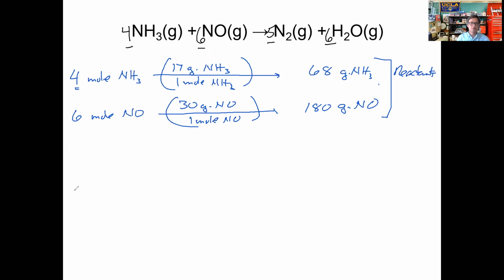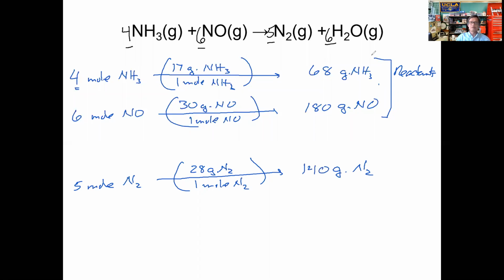So we have 5 moles of dinitrogen. That's the elemental form of nitrogen. We want to find the mass of nitrogen. Using the molar mass of nitrogen, it's going to be 28 grams for every 1 mole of nitrogen. And then we'll end up here with 140 grams. And then finally for water, we have 6 moles of water. Again, we expect to form 6 moles of water. If we take these amounts of ammonia and nitrogen monoxide and react them together, we're going to form 5 moles of nitrogen and 6 moles of water.